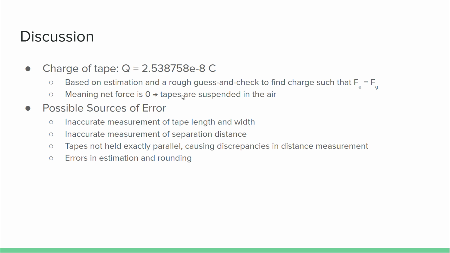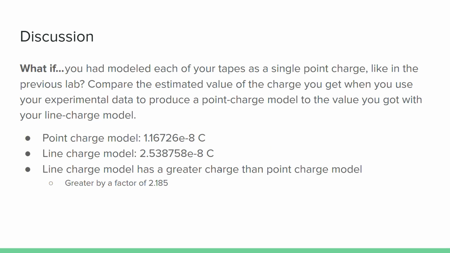Some possible sources of error include inaccurate measurements of tape length and width as well as separation distance. The tapes might not have been held exactly parallel, causing discrepancies in the distance measurement, and errors in estimation and rounding. If we had modeled each tape as a single point charge like in the previous lab, we would have gotten a different charge value, as shown below.